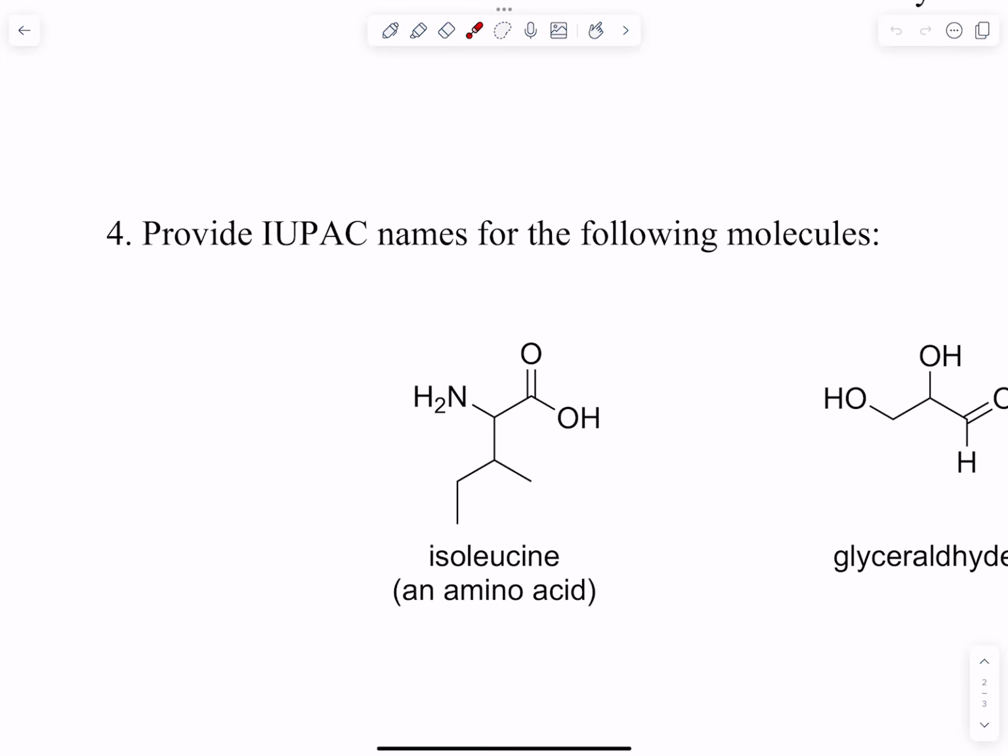This one has a non-standard name, isoleucine. And that's what you'll call it, but for now, let's figure out its IUPAC name.